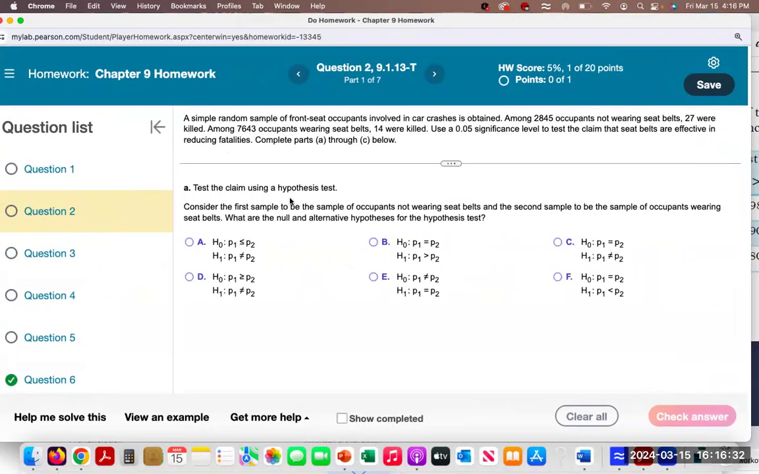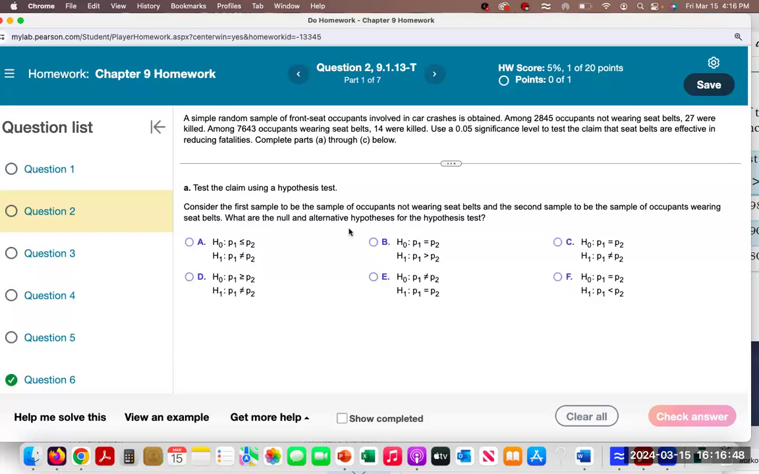Test the claim using a hypothesis test. Consider the first sample to be the sample of occupants not wearing seatbelts and the second sample to be the sample of occupants wearing seatbelts. What are the null and the alternate hypotheses?